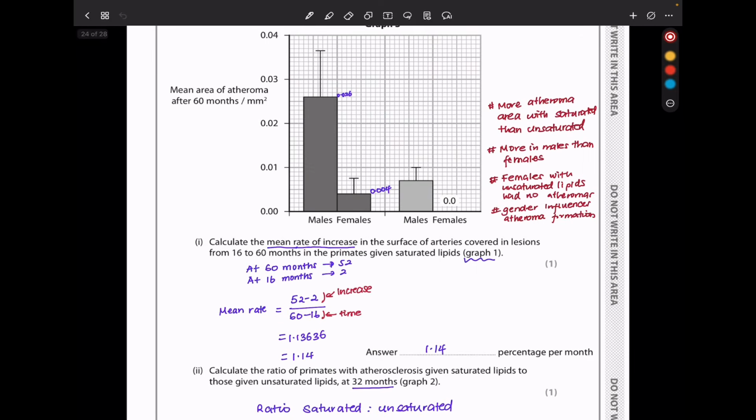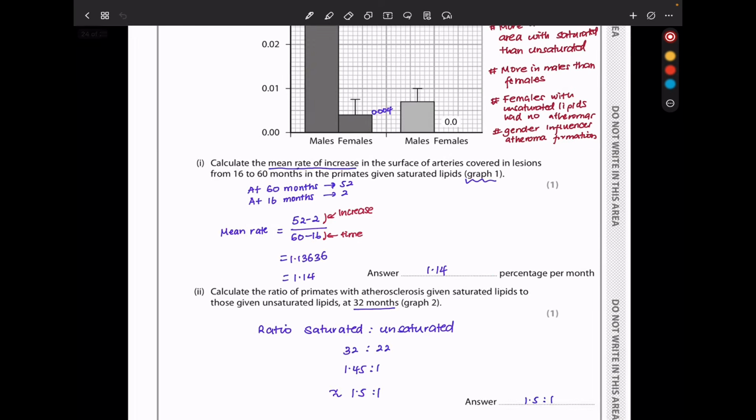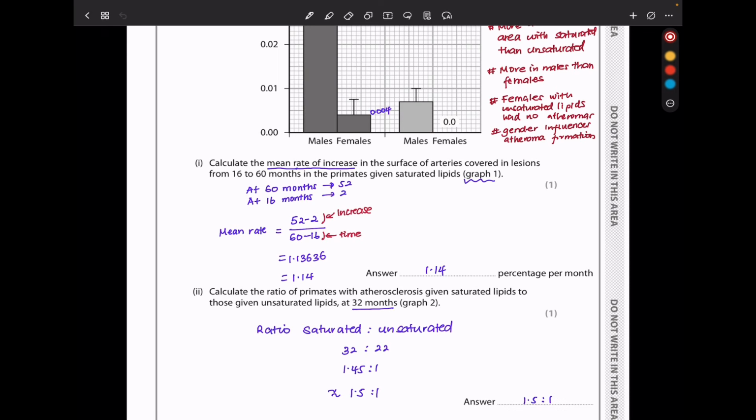So they say calculate the mean rate of increase in the surface of arteries covered in lesions from 16 to 60 months in primates given saturated lipids. This is from graph 1. In graph 1, we can see here we have 2, and here we have 52. So the difference is going to be 52 minus 2, which gives us 50, and then divide by the difference in the time, which is 60 minus 16, and the answer was 1.14 percent per month.